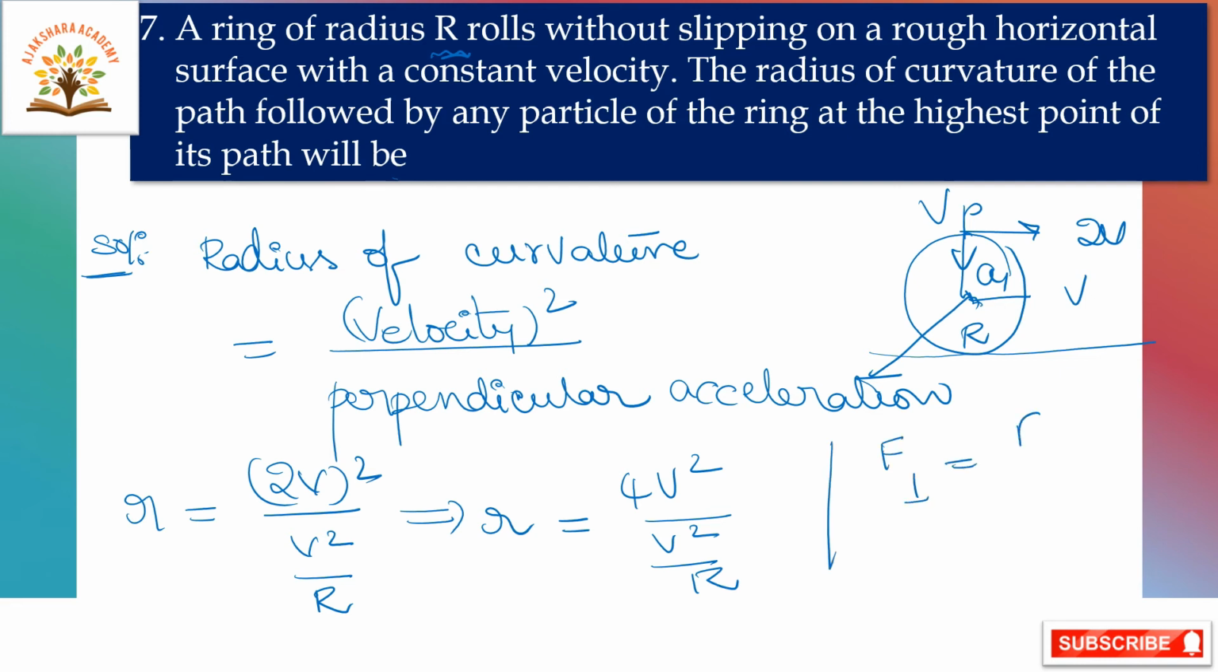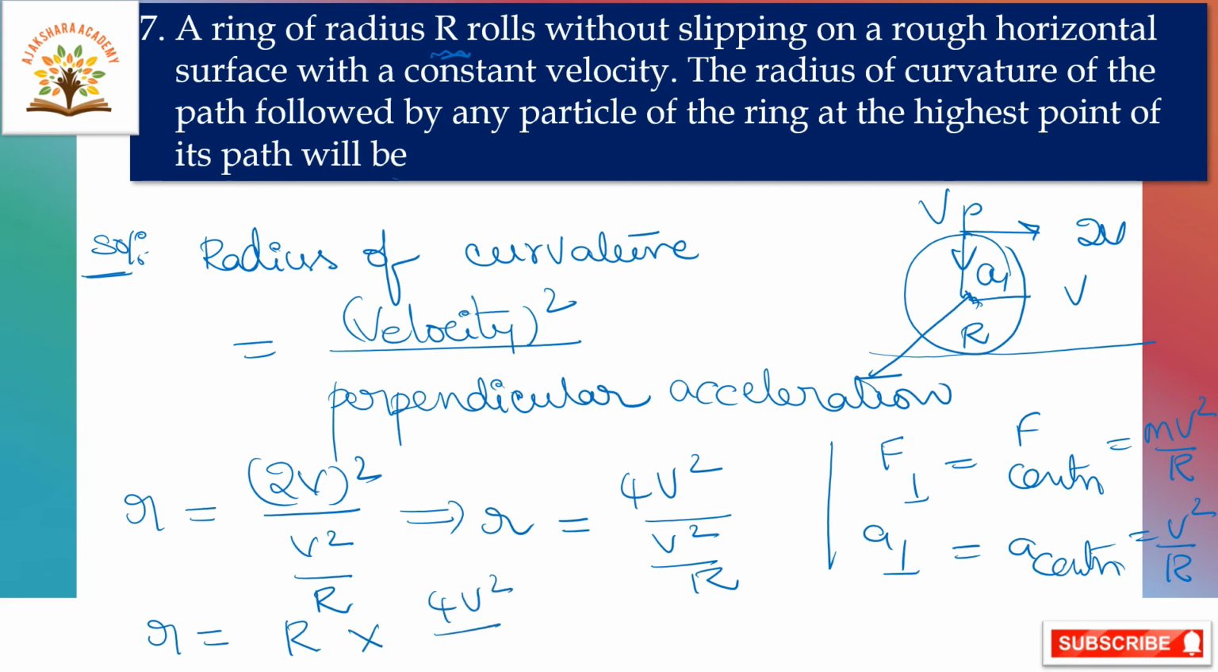F perpendicular is equal to mv square by r, and the perpendicular acceleration is equal to v square by r. So now r is equal to r into 4v square by v square. V square cancels. Now the radius of curvature is equal to 4r. This is the radius of curvature. Okay. Next we will go to the next question.